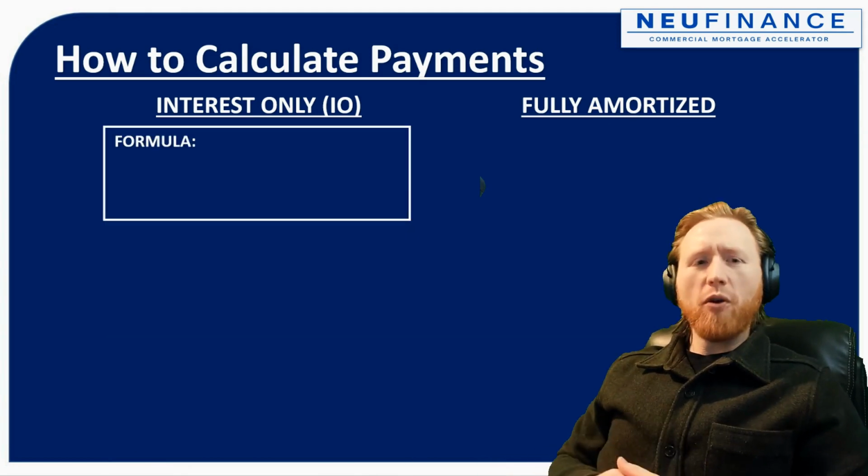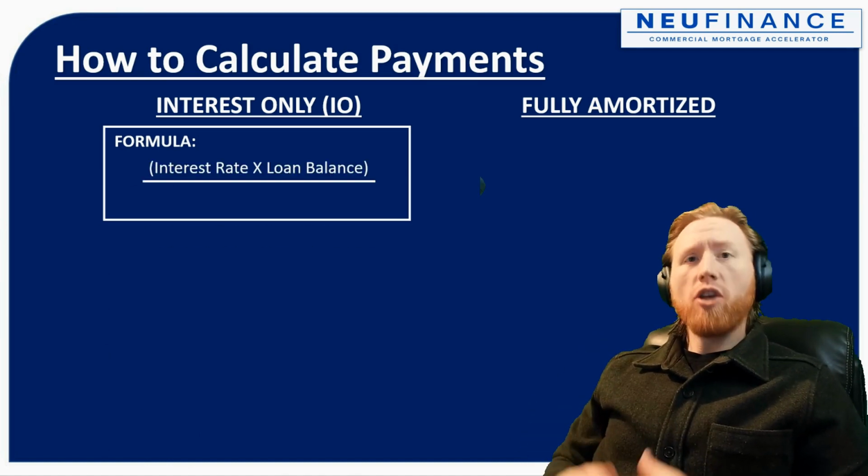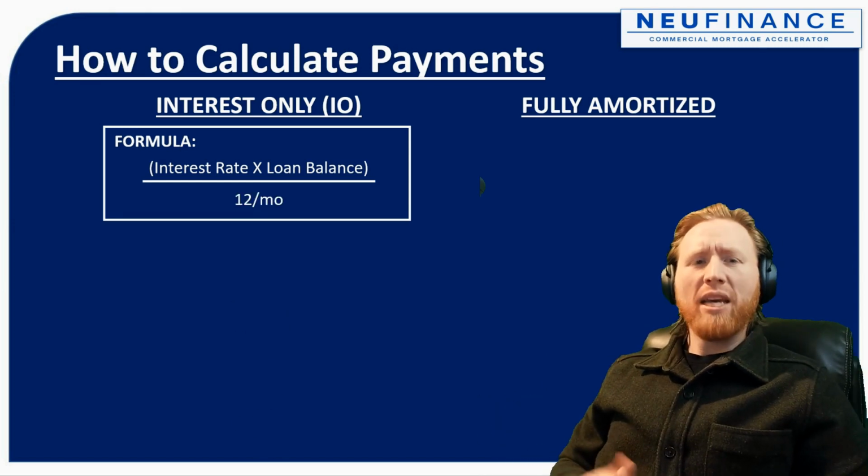Now, the formula for doing interest only looks like this. You take your interest rate, you multiply it by your loan balance, and you divide it by 12 months. If you do that equation, that's going to get you your monthly payment. Now let's look at an example.